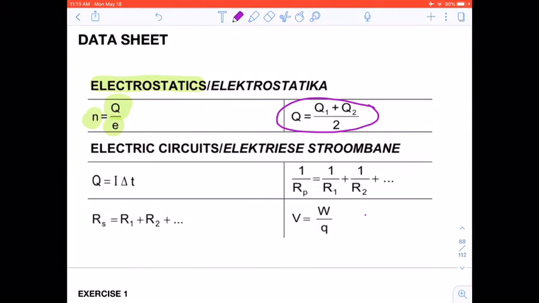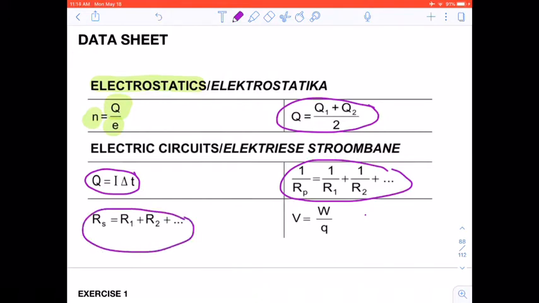Then we also have Q is equal to IΔt. Under what conditions can you use it? Sometimes when I write it, I just write it as Q is equal to It instead of Δt, because I take the initial time as being at time 0. And then we have this formula here. You know, it applies to parallel circuits, and when you see that, you know that applies to a series circuit. So you need to know this.